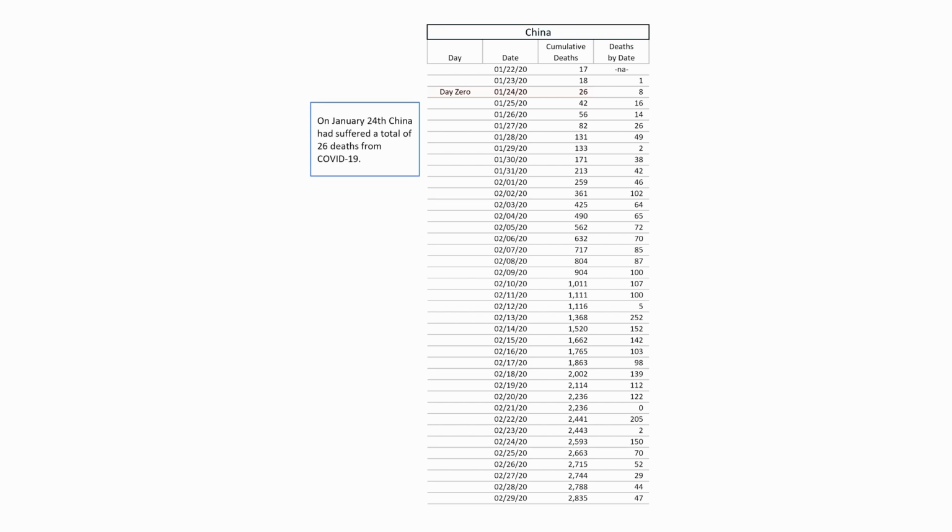To make a more equal comparison across countries, I set each country's day 0 to the first day the country had 26 or more deaths, the same as we did for China. The timing of deaths is different in each country. While China's day 0 was in January, day 0 took place in February for Italy and Iran, and in March for all other countries we'll look at today.